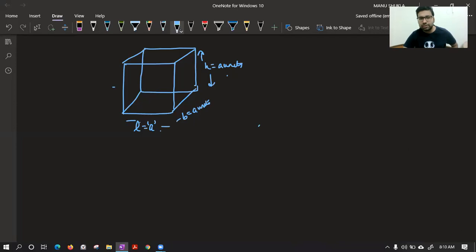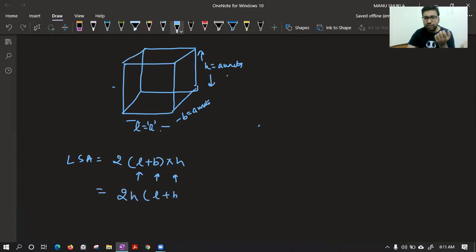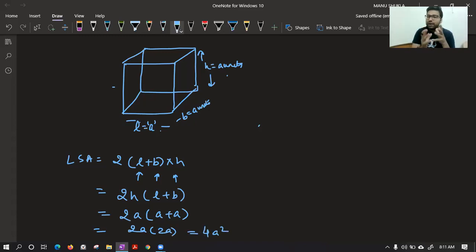We have seen the lateral surface area of a cuboid is very simple. Perimeter of rectangle, that is 2(l + b) into h. This was the lateral surface area of a cuboid. Now the values of l, b and h are all equal. Let us put their value. We have 2h(l + b) as the formula. Put a, we get 2a into 2a, that is 4a square. So by knowing the formulas of cuboid, you can easily find the formulas of the special case, that is cube.